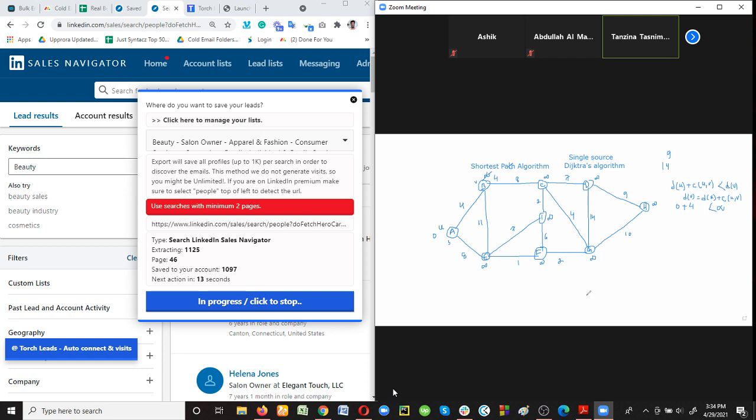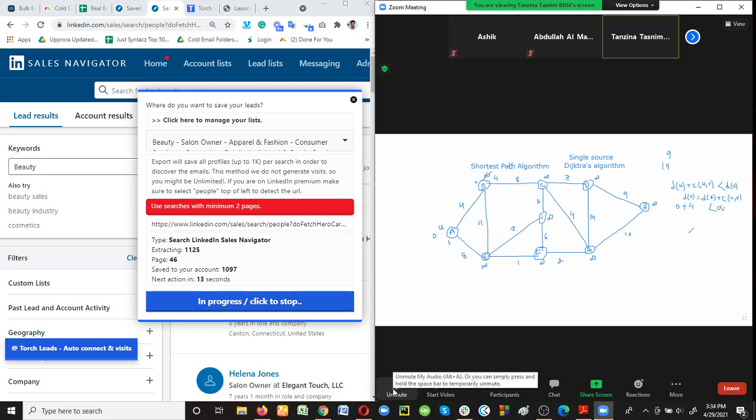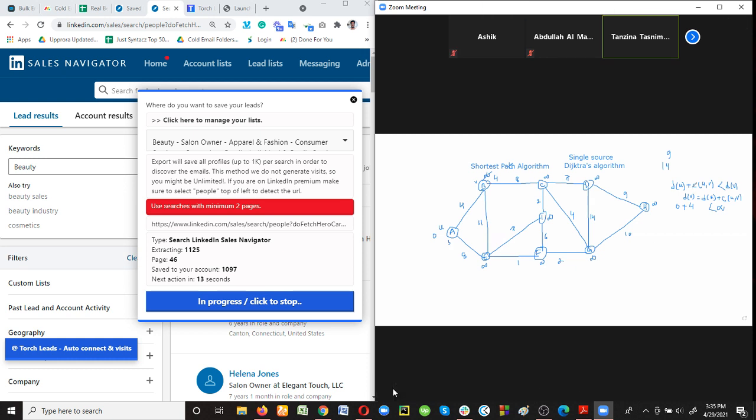Is it clear how we are changing the distance? Yes, ma'am. We are just using this rule. If the distance of U plus the cost of U and V is less than the distance of V, then change the distance of V. How can we change it? Just assign that value, distance of U plus cost of U and V. So now this is the new distance of V.